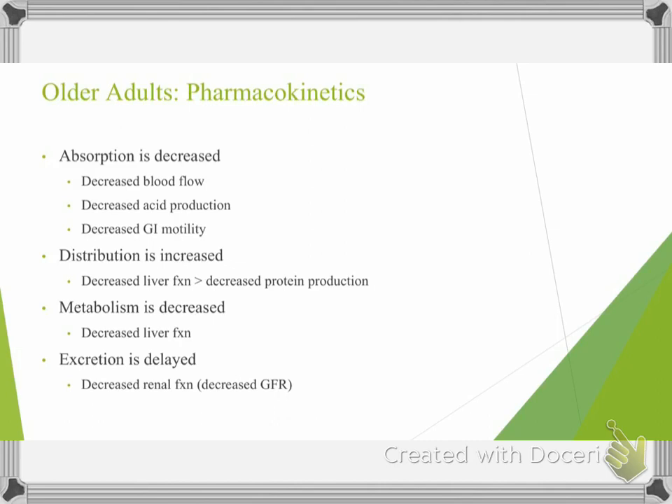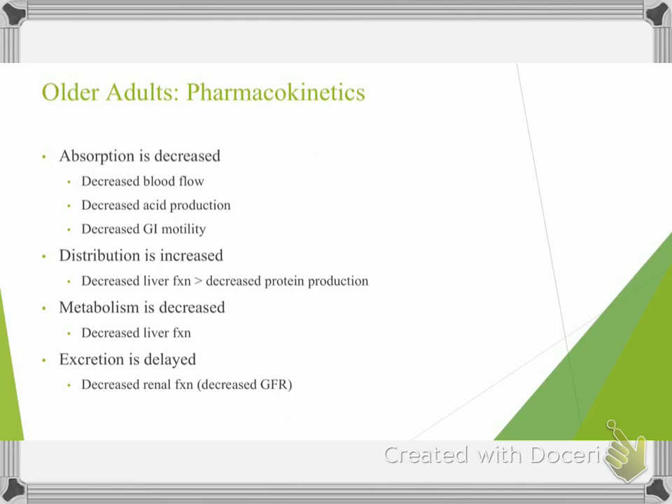Decreased liver function means that you have decreased protein production and decreased protein binding. So if you have decreased protein binding, you have more free drug to do stuff in the blood. You also, with decreased liver function, have decreased metabolism of the drug, so there's more drug hanging out in the bloodstream because it's not being readily metabolized. Metabolism is decreased. We just talked about that. Decreased production of cytochrome P450. They have decreased liver function.